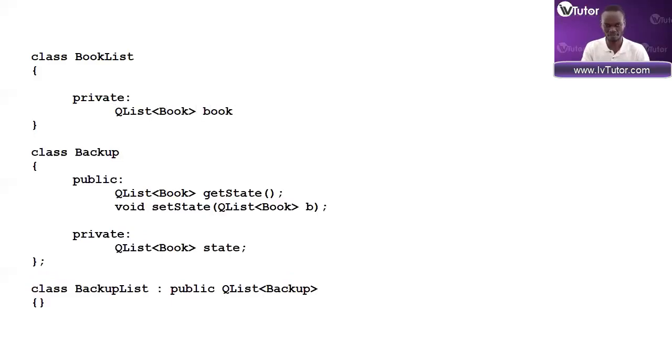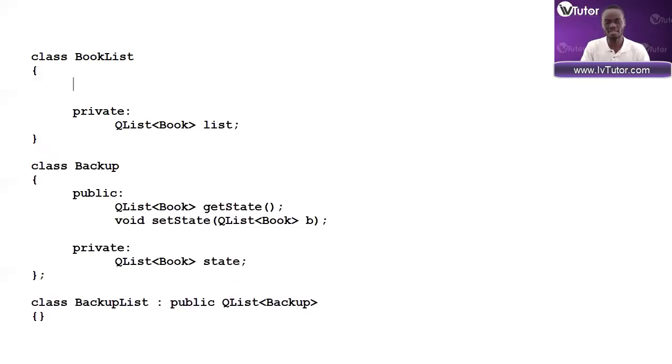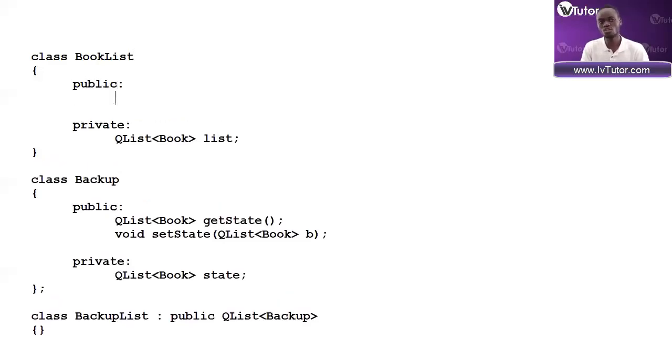I think it's called list. And under public, inside your book list, you need to introduce two functions. All the other functions in this class do not change. It remains exactly the same. We need to introduce one to create the memento. In other words, one to create the backup.